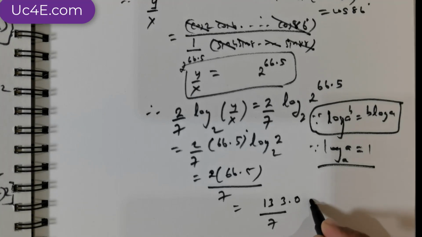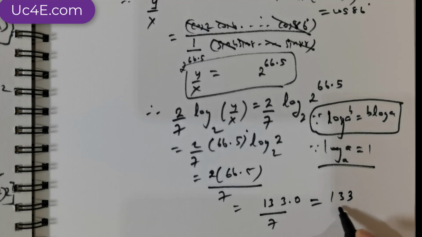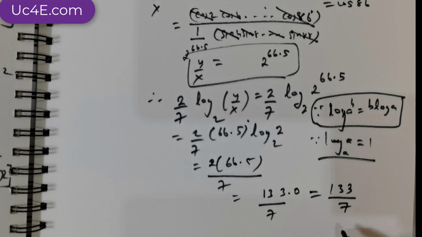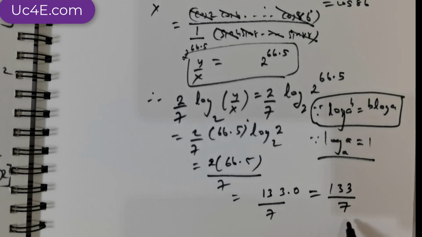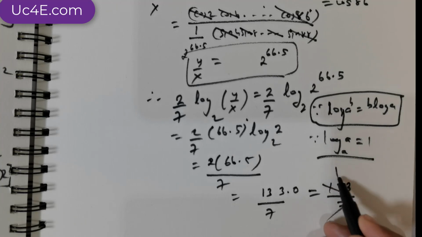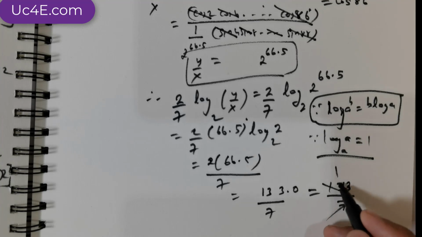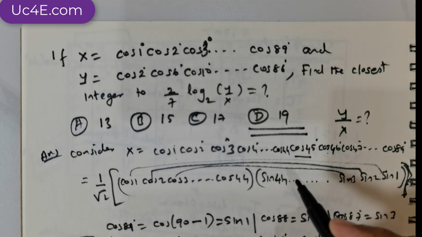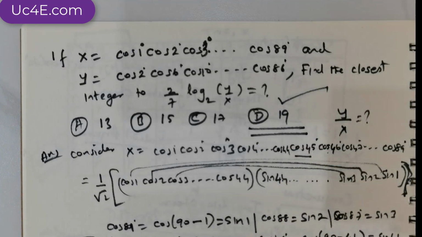And this has to be divided by 7. So it's 133 by 7. This is the outcome. If I divide 133 by 7, 7 divides 13 once, leaving 63, and 7 divides 63 nine times. So the solution is 19. This is the right choice for this question.